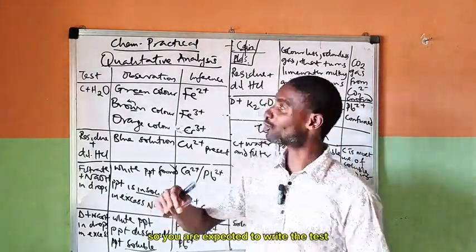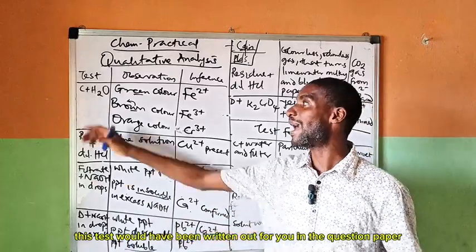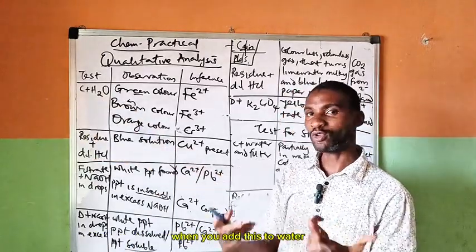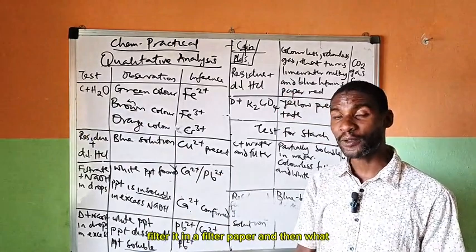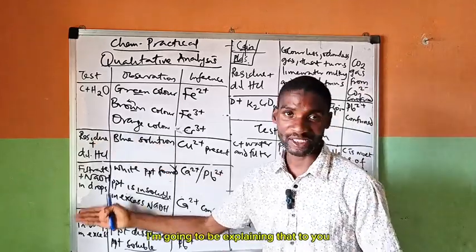So you are expected to write the test. This test would have been written out for you in the question paper. Add this to water. When you add this to water, filter it in a filter paper. And then what should you do with the residue? What should you do with the filtrate? I'm going to be explaining that to you.